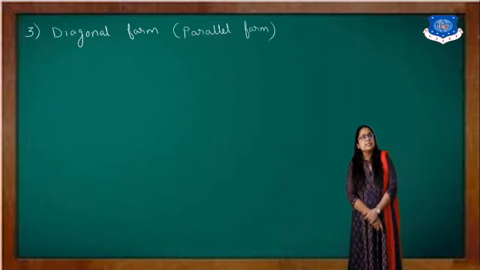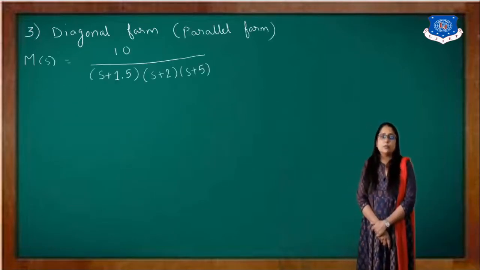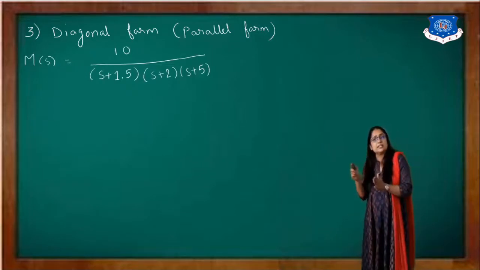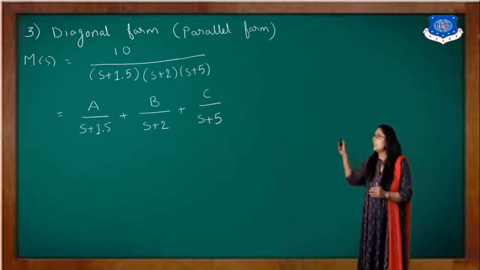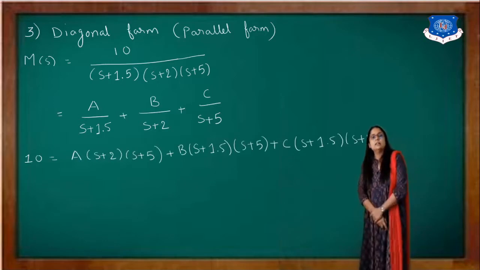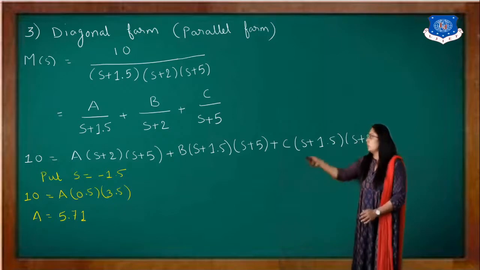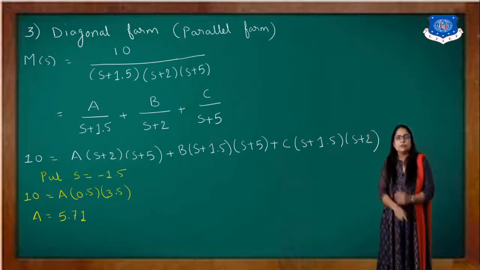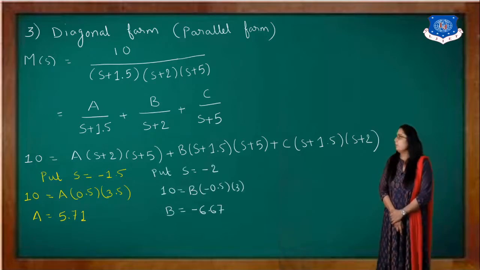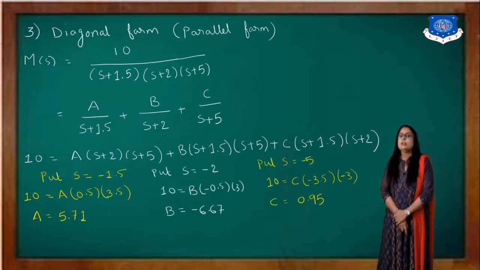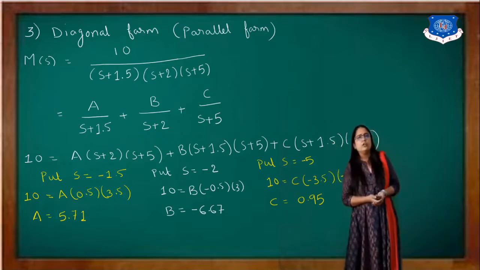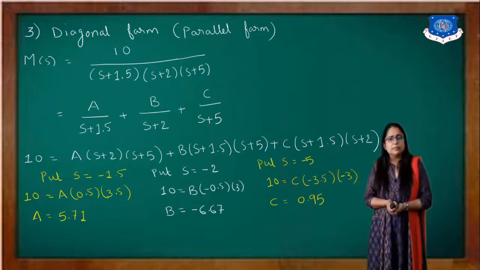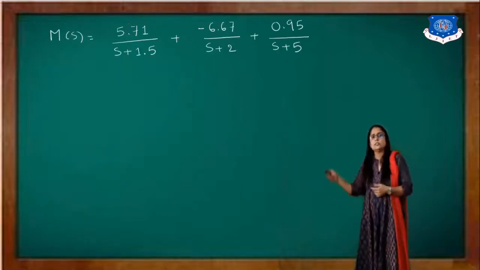Now next, that is the diagonal form, or we can say it's a parallel form. So here you have to consider that as an addition: a upon s plus 1.5, b upon s plus 2, c upon s plus 5. Find out the values of a, b and c. If we solve this and put s equal to minus 1.5, we will get 5.71. Here if we put that, we will get 6.67. And here we will get 0.95. You just need to find out the values of a, b and c. You can use any method to find them. Now substitute this in this.